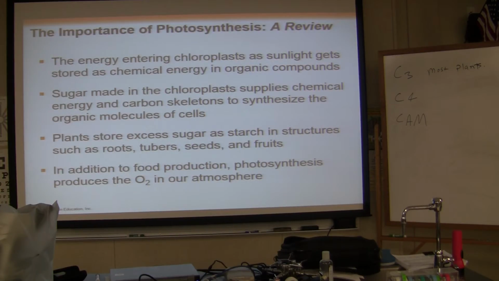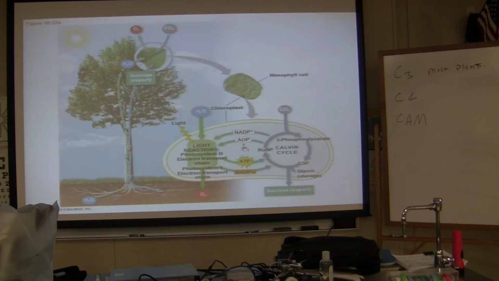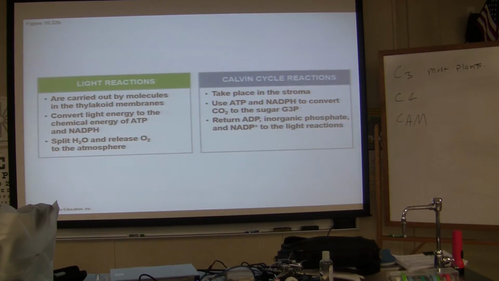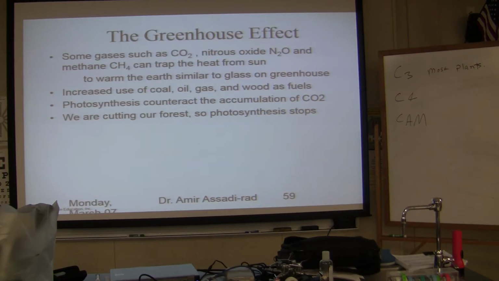Importance of photosynthesis, the review. Energy entering the chloroplast as sunlight gets stored as chemical energy in organic compounds. Sugar made in the chloroplast supplies chemical energy and carbon skeletons for the synthesis of organic molecules. Okay, I'm not too crazy about this one. Here it gives you the circulation of carbon and water, and so on and so forth in plants, and the greenhouse effect.